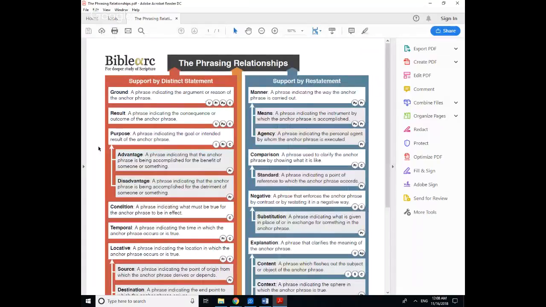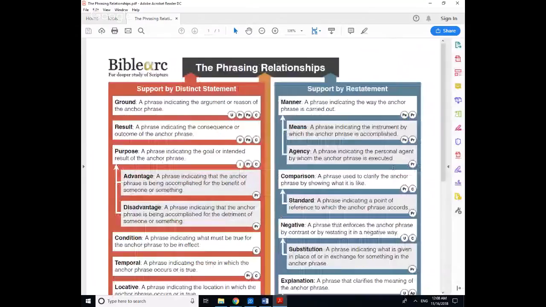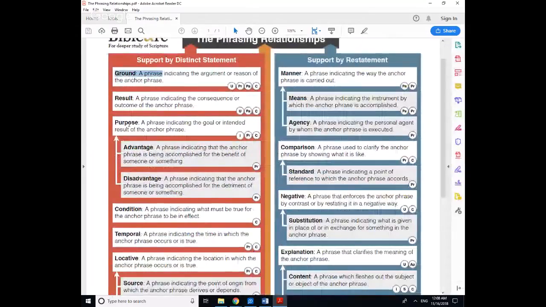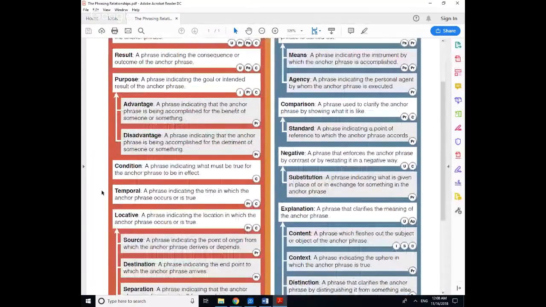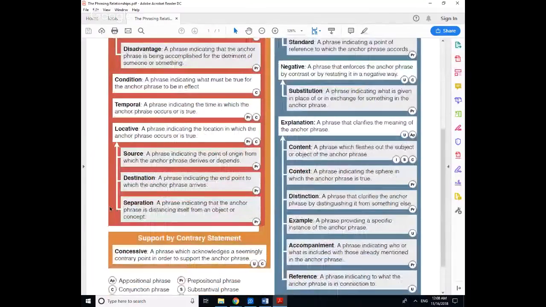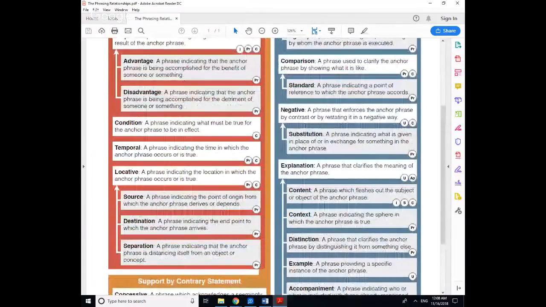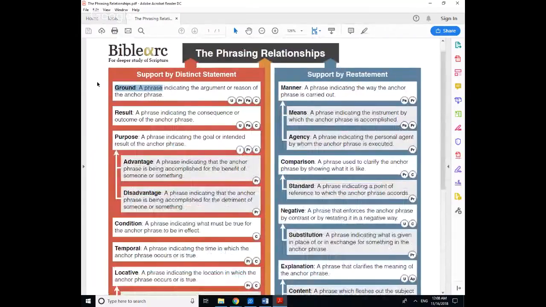These are phrases. Even though it's from the Bible Arc people, these are phrases. So they got ground, result, purpose, advantage, disadvantage, condition, temporal, locative, source, destination, separation. So the same idea. What I'm going to be doing is using those categories from Bible Arc, not for arcing, but for phrasing.